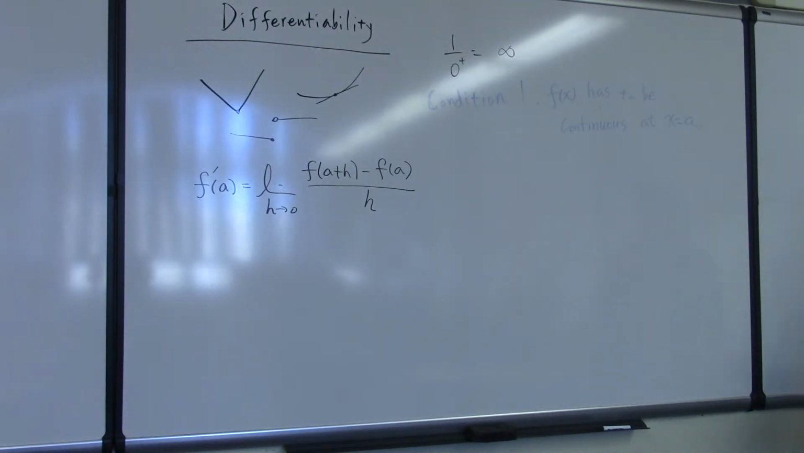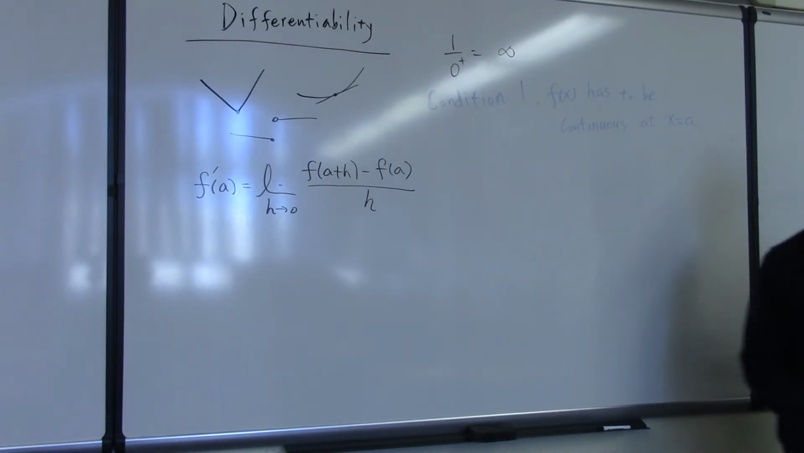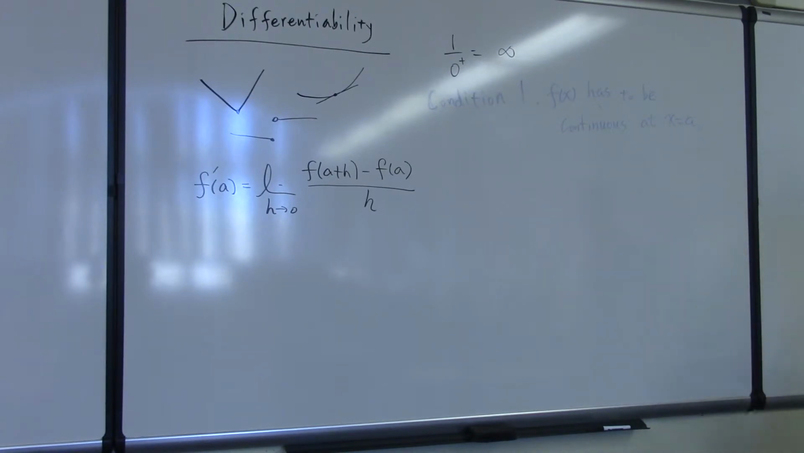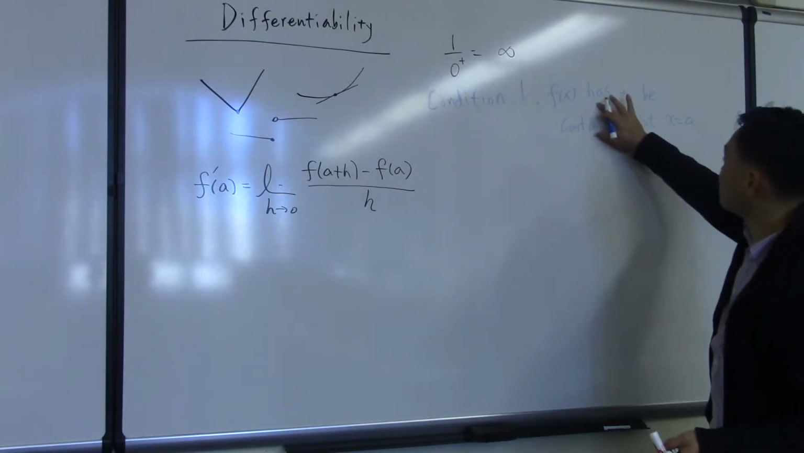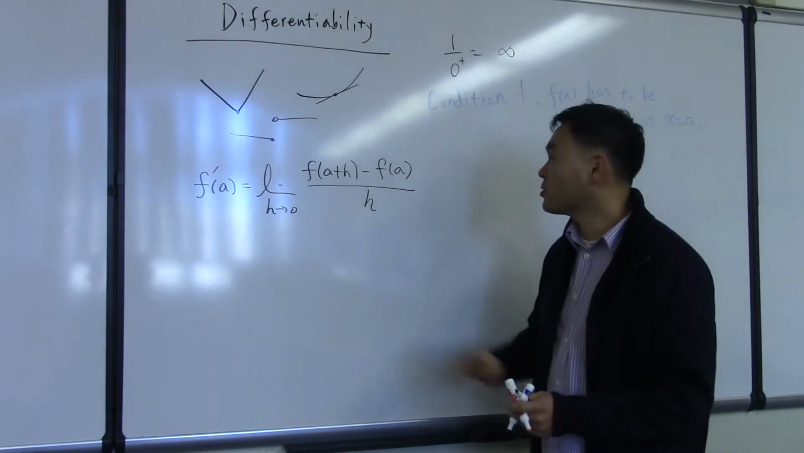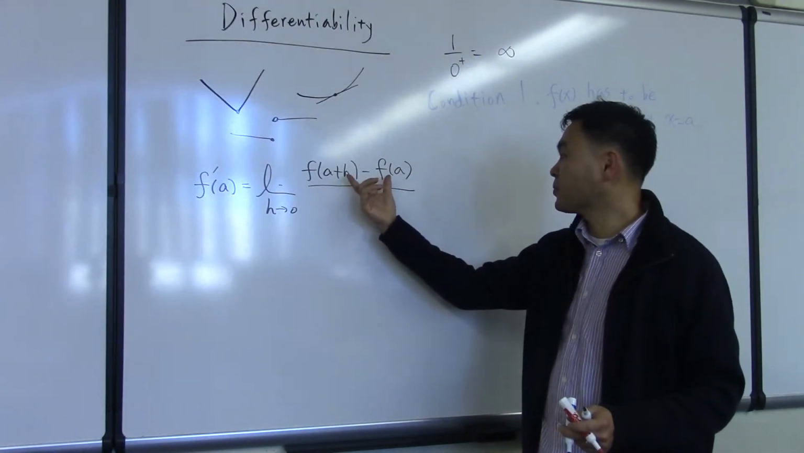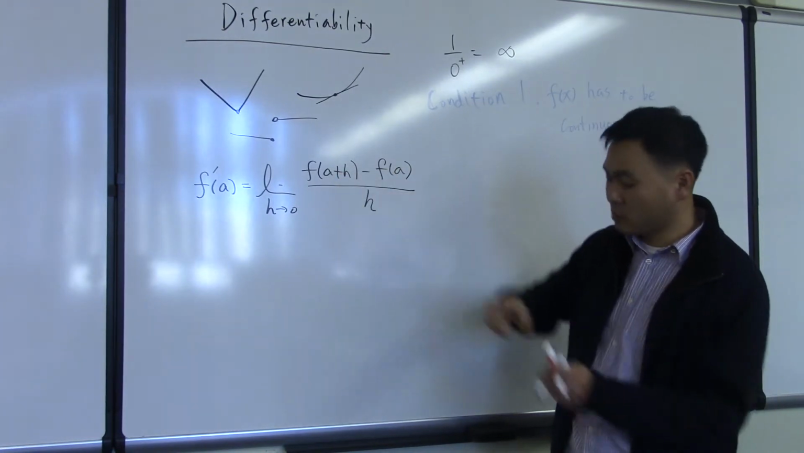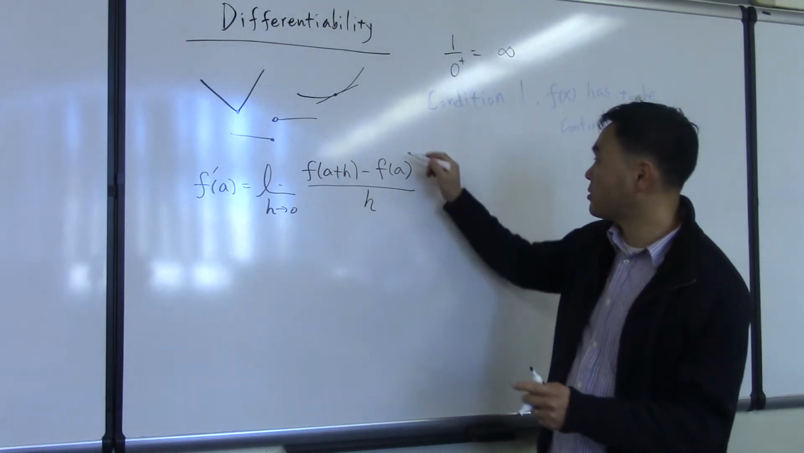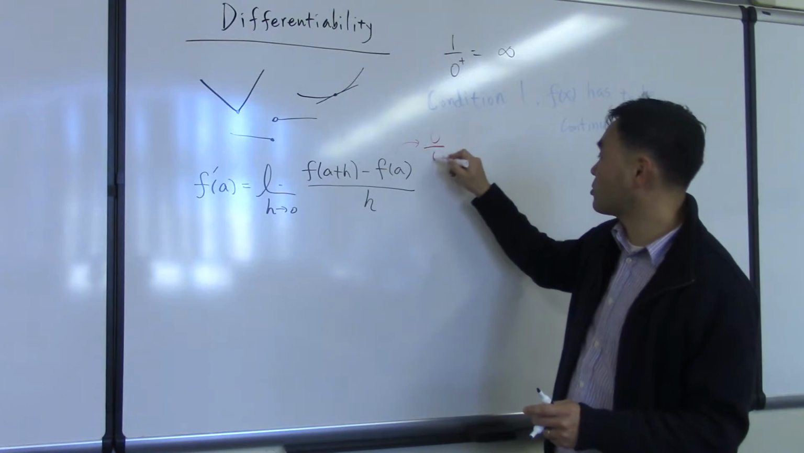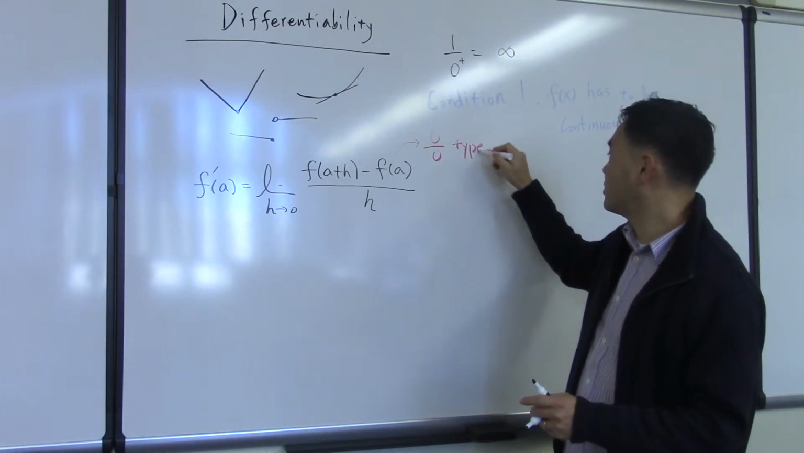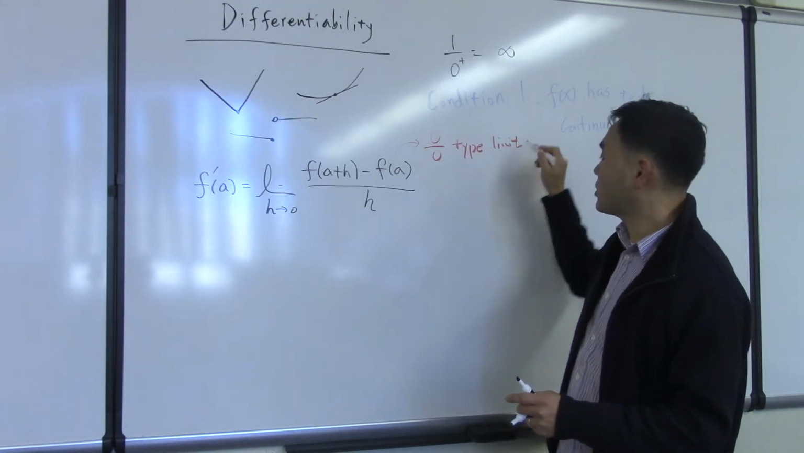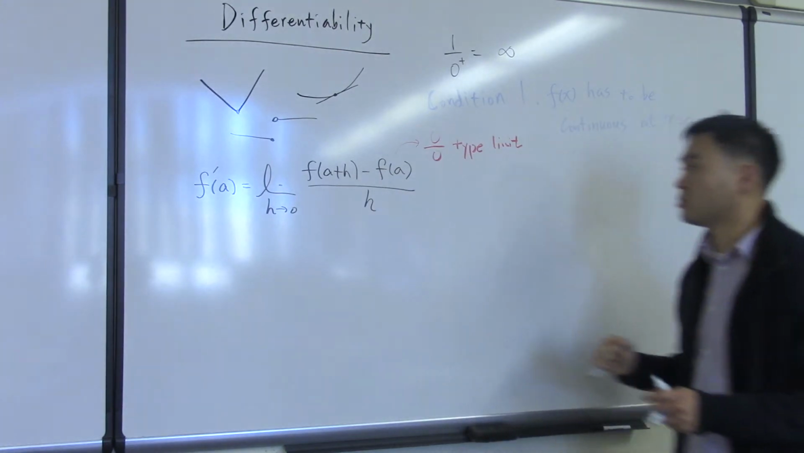So that's the first condition. Now let's think about what other conditions we should require. First of all, the function has to be continuous, and that guarantees that this will be a 0 over 0 type limit, right? This is a 0 over 0 type limit because top goes to 0 and the bottom goes to 0.